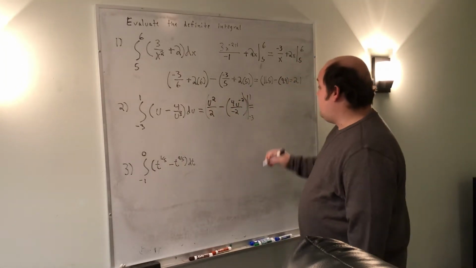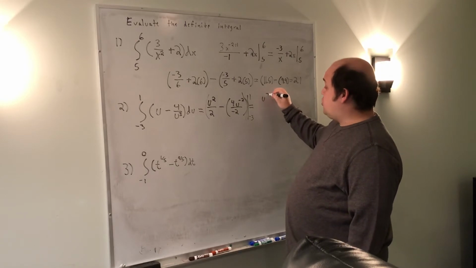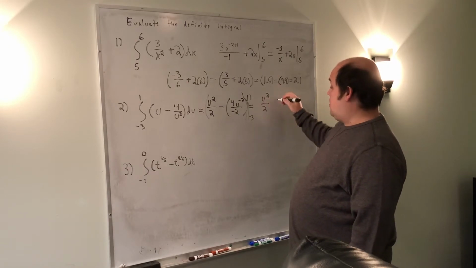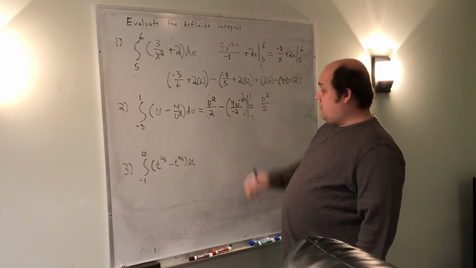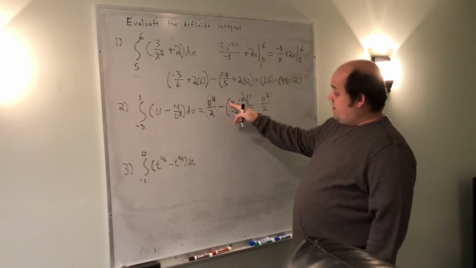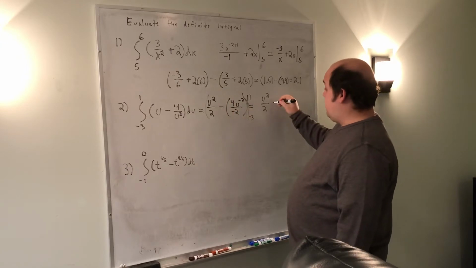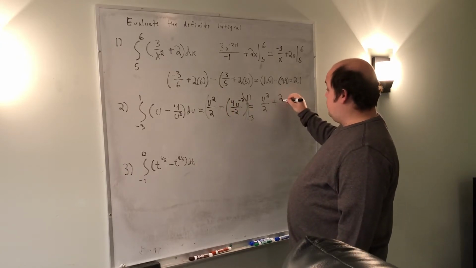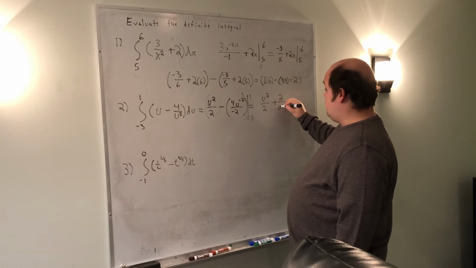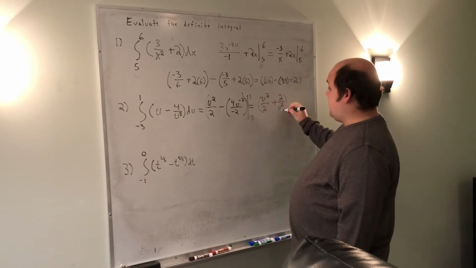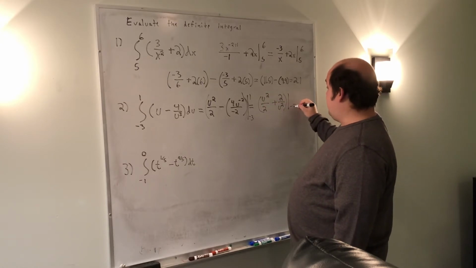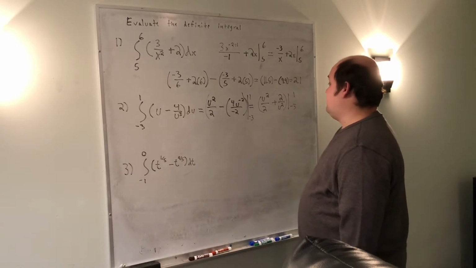When I clean this up a little, it becomes u squared over 2. This negative and this negative cancel to give me a positive. This 4 and this 2 cancel to just give me a 2 on top. So it becomes plus 2 over u squared. This is being evaluated from negative 3 to 1.